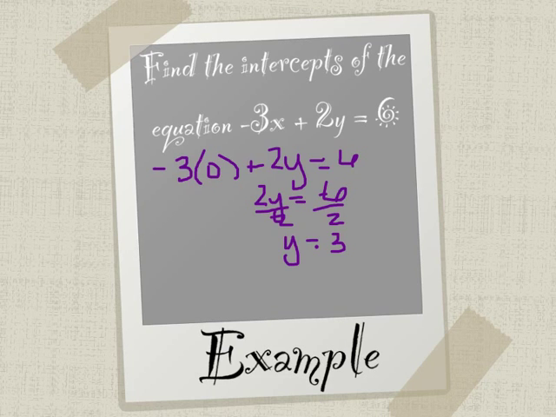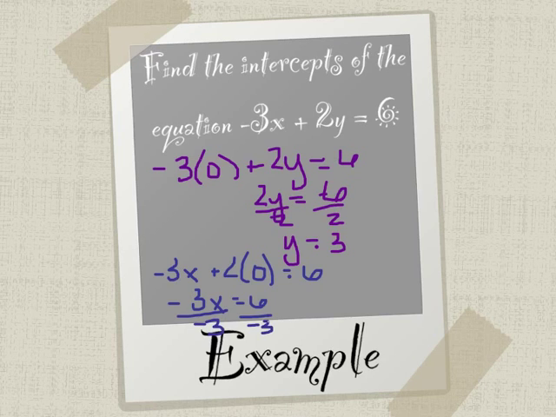Then if we want to go on and find our x-intercept, we'll do the opposite. We will make y equals 0. -3x plus 2 times 0 equals 6. So that's -3x equals 6. We'll divide by -3 on both sides, and we'll get that x equals -2. So those are our intercepts. Remember, an intercept is where it crosses the axis. So it crosses the y-axis at 3, and it crosses the x-axis at -2.